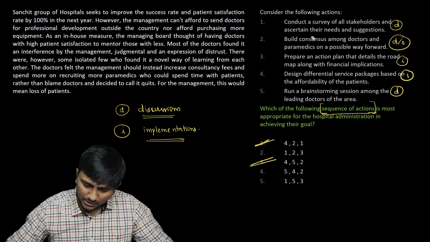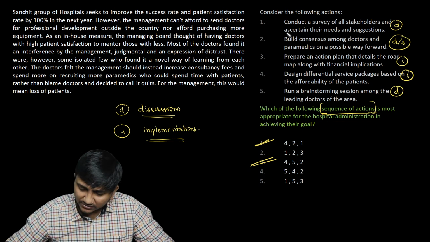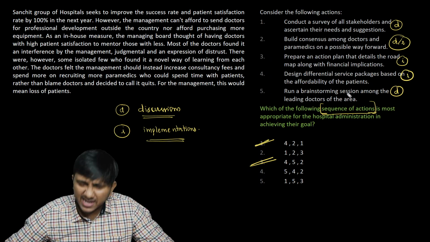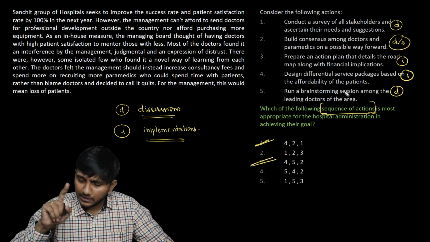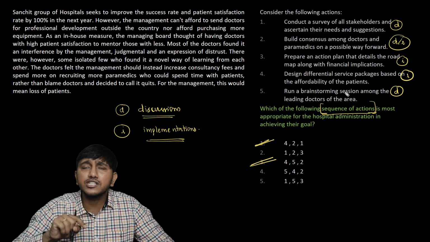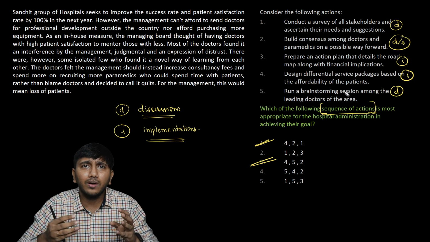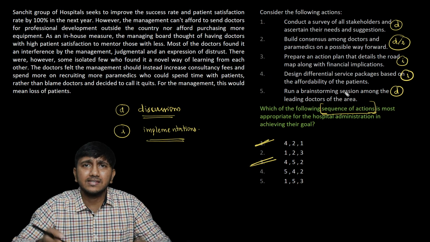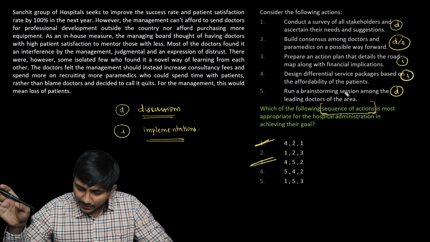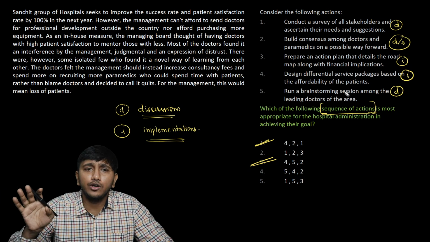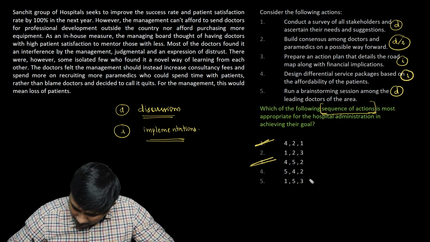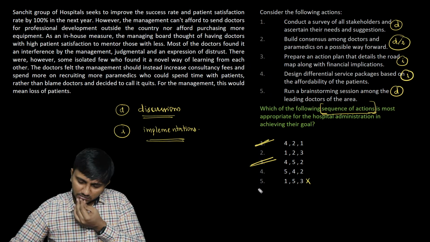1, 5 and 3. Now what is 1? Conduct a survey of all stakeholders and ascertain their needs and suggestions. Run a brainstorming session among the leading doctors of the area. Now what I would say is this is redundancy. You have already conducted a survey of all stakeholders to ascertain their needs and suggestions. Means you have something in your hand to go ahead and roll out. Right? Something at least is there in your hand. Now, why would you again go for a brainstorming session with leading doctors? It's more like repeating step 1. So I would not favor option 5.